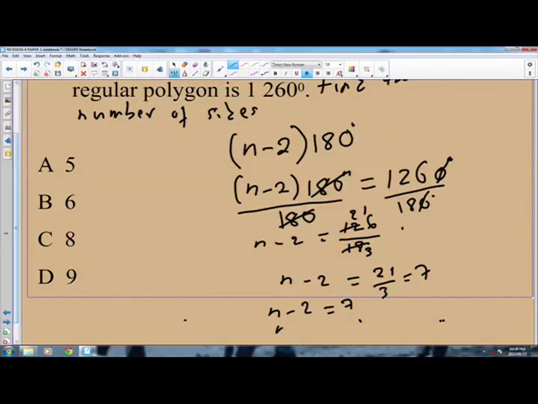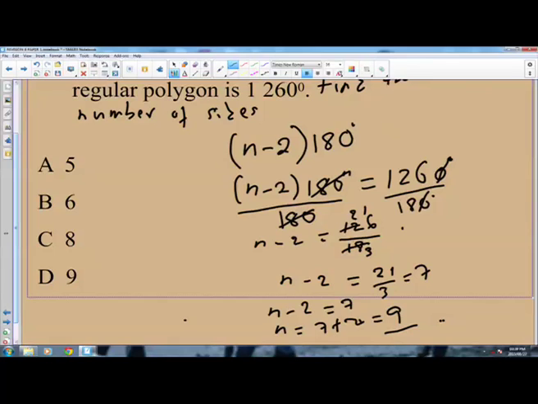So the value of n will be 7 plus 2. And then 7 plus 2 is 9. So the answer to this is 9. Remember, we are saying the value of n is equal to 9. And then n in this formula, n minus 2 times 180, represents the number of sides the polygon has. So here it means the number of sides for this polygon is 9.